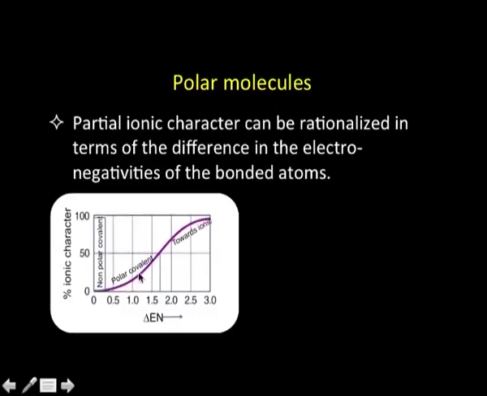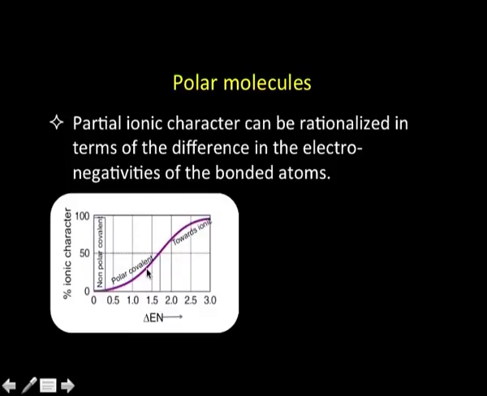Let's see how we rationalize this partial ionic character in terms of the difference in electronegativities of the bonded atoms. This graph is a typical graph which is very common, which gives you the variation in the percentage ionic character of a diatomic molecule with delta En, that is the delta electronegativity. For a very low delta En, say from 0 to about 0.3, this refers to non-polar compounds. But as delta En increases, we find that the percentage ionic character increases in the following fashion. That's one observation we had.